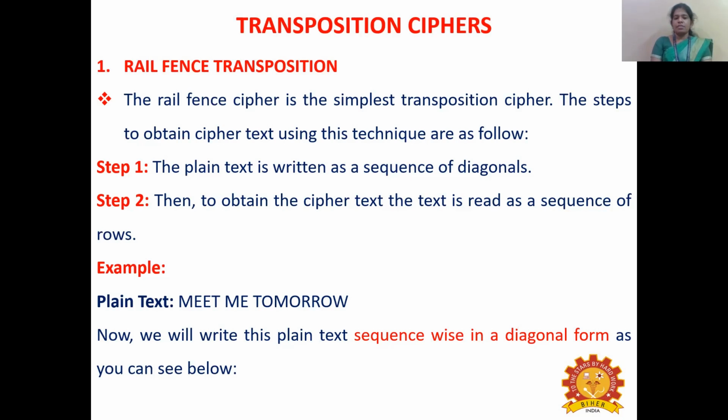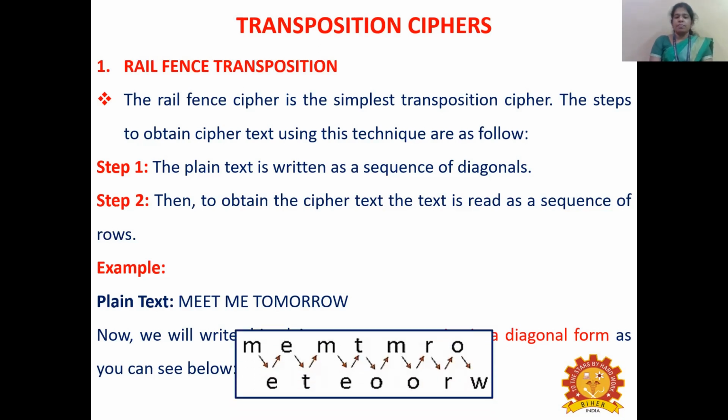So what is the first step? The plain text is written as a sequence of diagonals. So you all know what a plain text is: meet me tomorrow. This is your plain text. You have to write it in a diagonal form. We will write the plain text sequence-wise in a diagonal form, as you can see below. So meet me tomorrow: M-E-E-T. So see here.